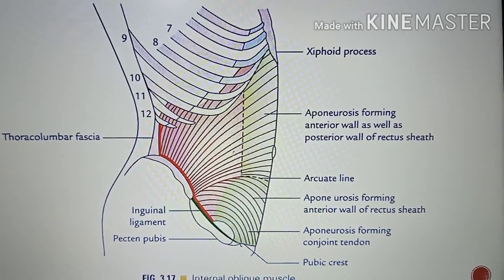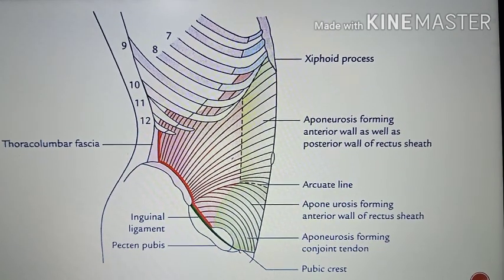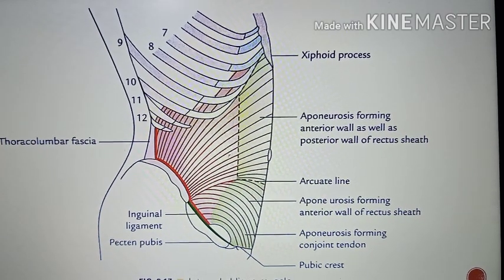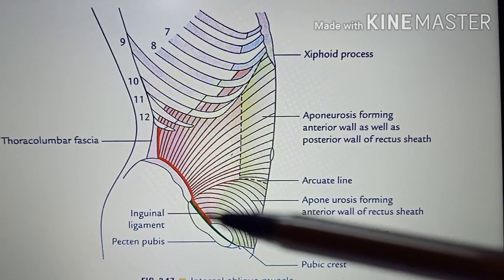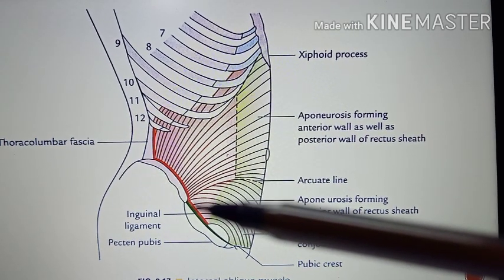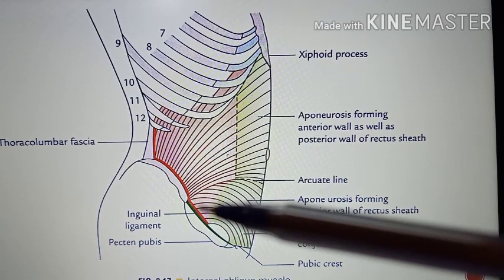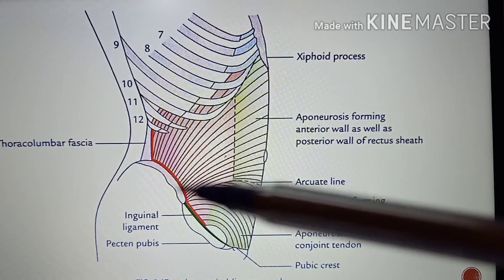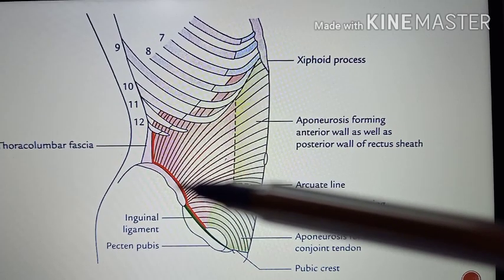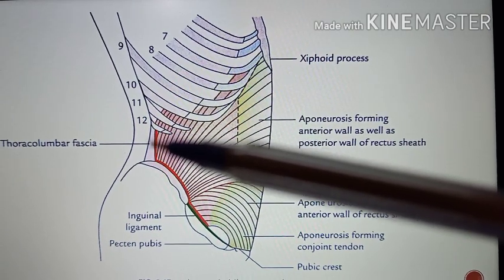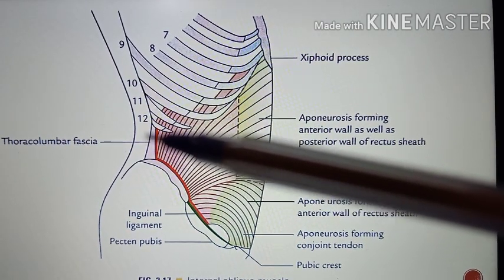Coming to the origin of these fibers, it arises from the lateral 2/3 of the upper surface of the inguinal ligament. This is the inguinal ligament. Then from the intermediate area of the anterior 2/3 of the iliac crest. Then also from the thoracolumbar fascia.